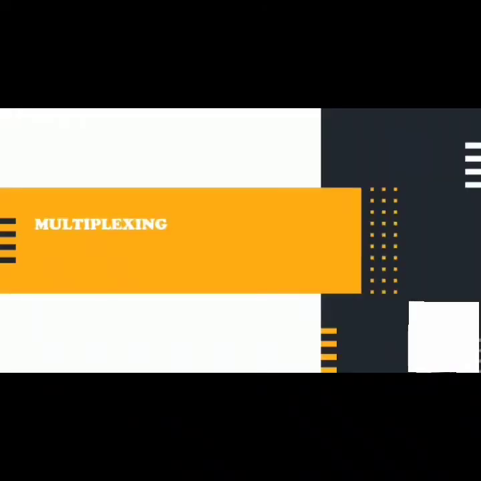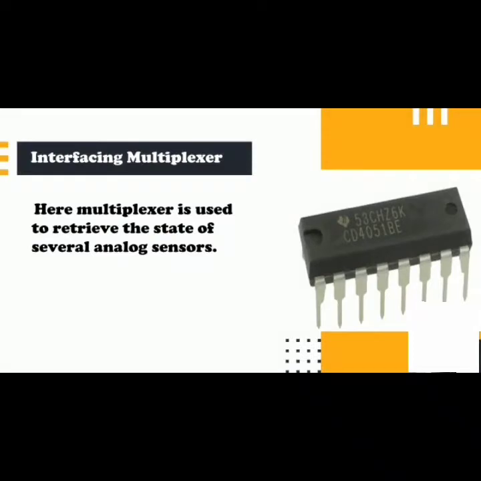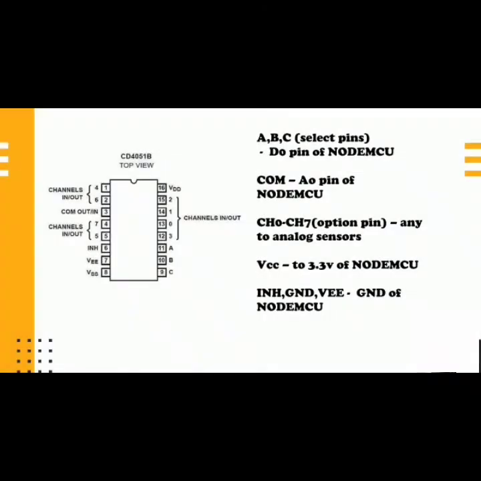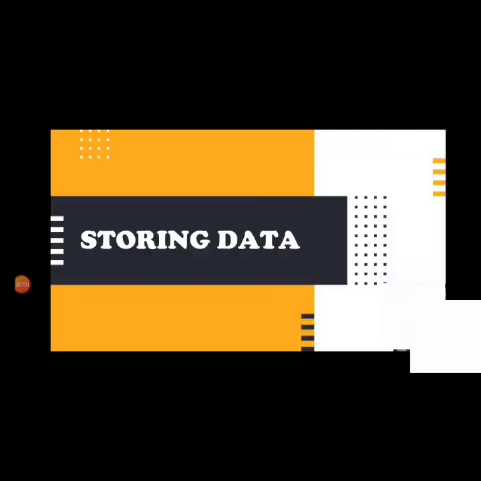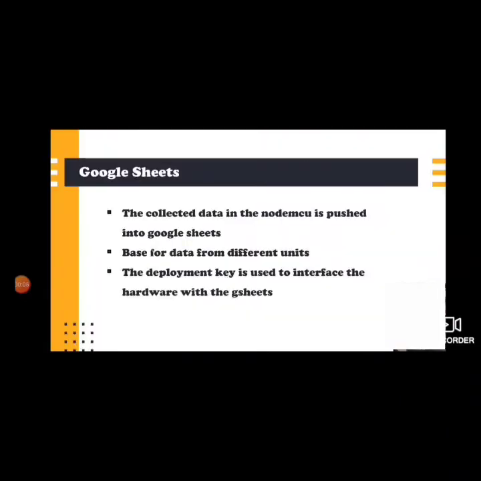Second method is multiplexing. Since the Node MCU has only one analog pin, this multiplexer is used to retrieve the state of several analog sensors. This is how the sensors and the Node MCU are interfaced with the multiplexer. Here comes the description of our data storing unit. Google Sheets. The collected data in the Node MCU is transferred to Google Sheets where it is stored.